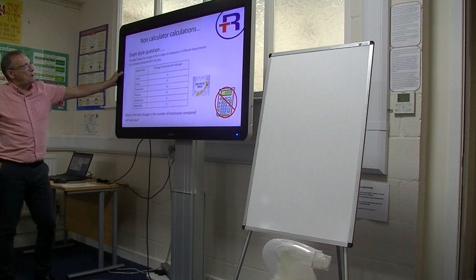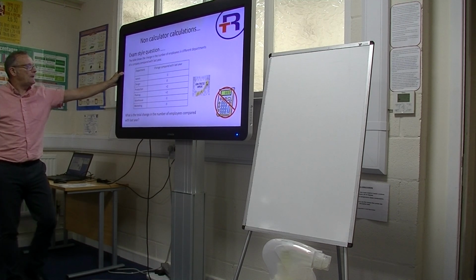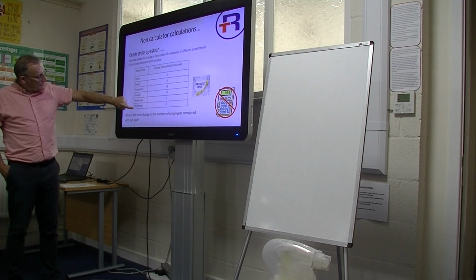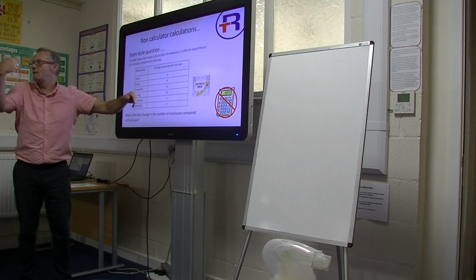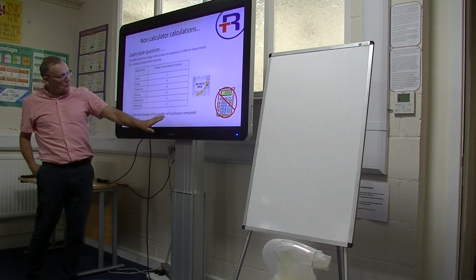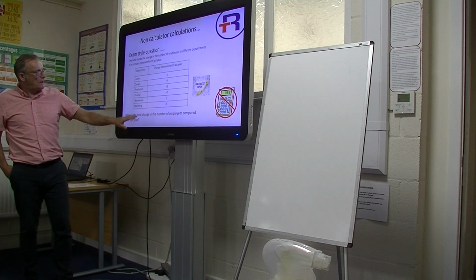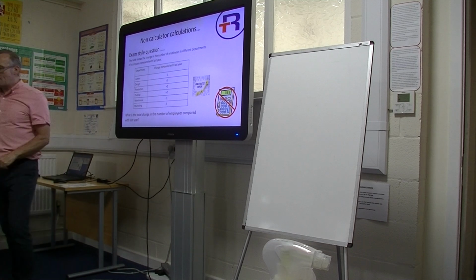The table shows the change in number of employees in different departments of a company compared to last year. So these are your departments in a company, and these are the changes. In other words, members of staff that have gone, took on, etc. What is the total change in the number of employees compared with last year? -1, 0, +2, +2, -1, -3.